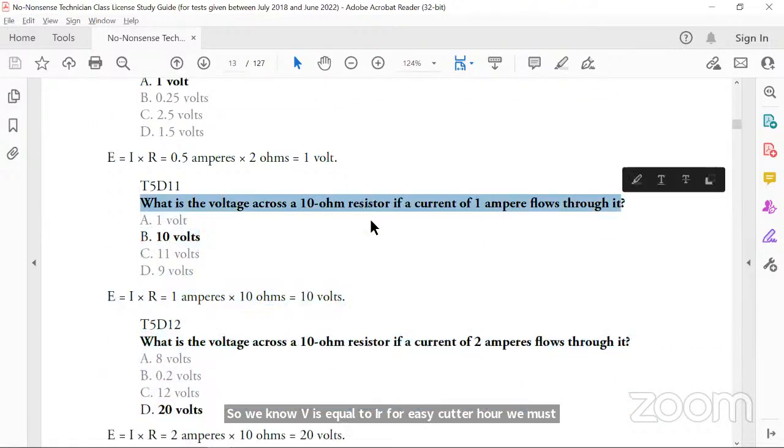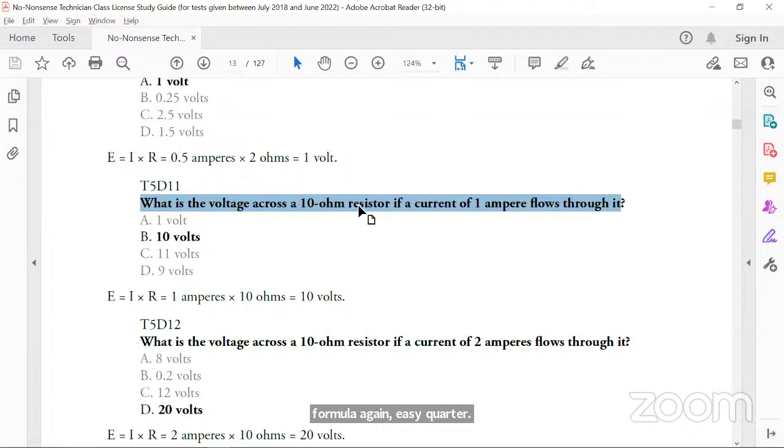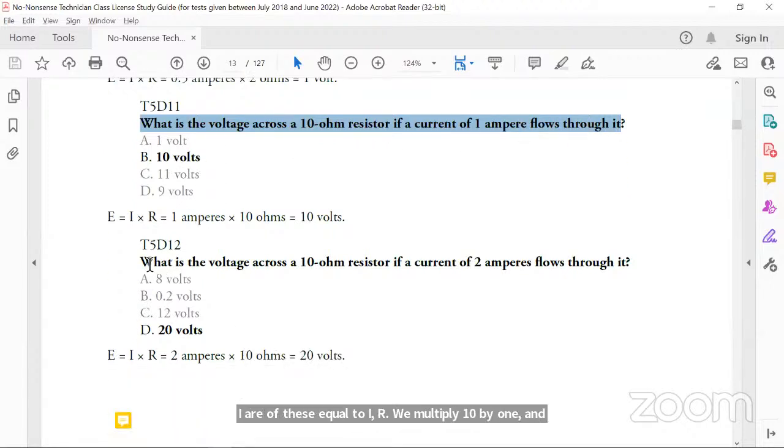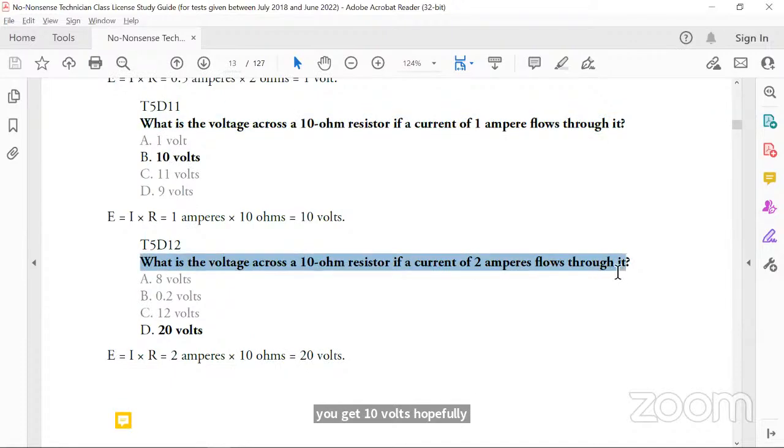What is the voltage across a 10 ohm resistor if a current of 1 ampere flows through it? Well, same formula again. E is equal to IR, or V is equal to IR. We multiply 10 by 1, and you get 10 volts. Hopefully this is all straightforward, folks.